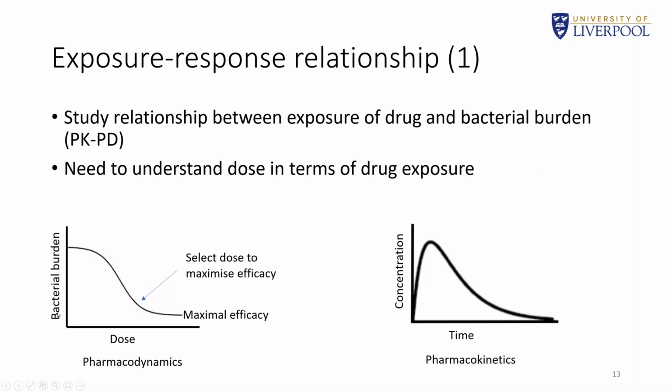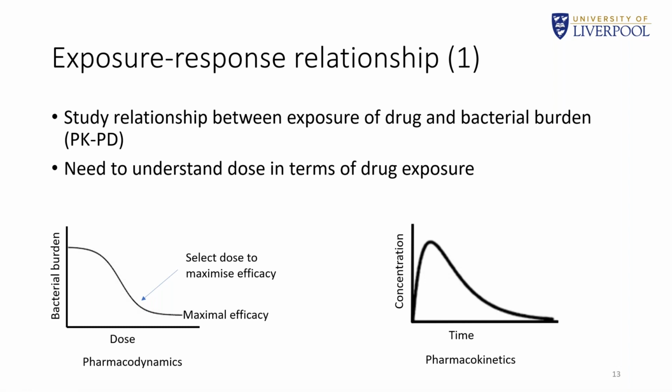When we first start in preclinical experiments, we tend to look at the impact of increasing doses. So we quite often use gold standard models such as the neutropenic mouse thigh infection model or mouse lung infection model, and try and build a relationship between dose and effect on bacterial burden. And then we develop a relationship that's going to look something like this. And we want to select a dose that's going to maximize efficacy.